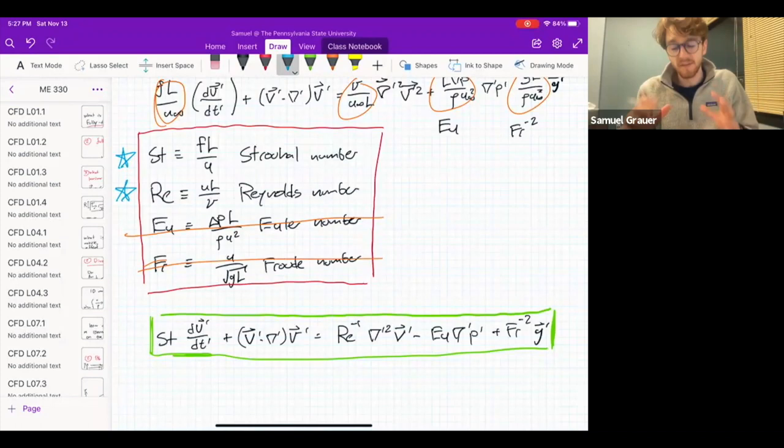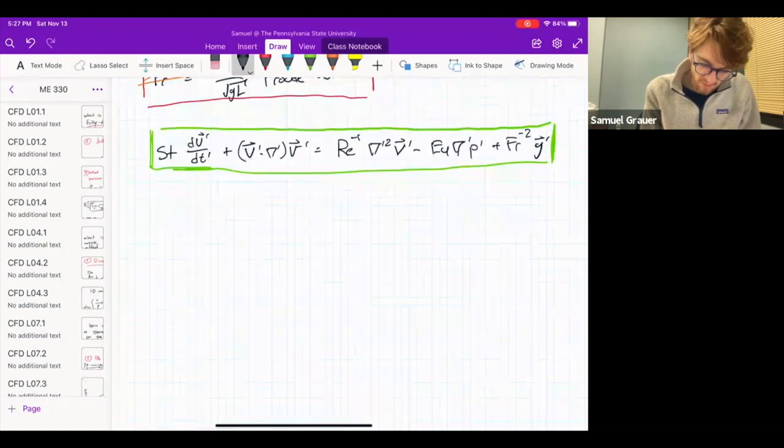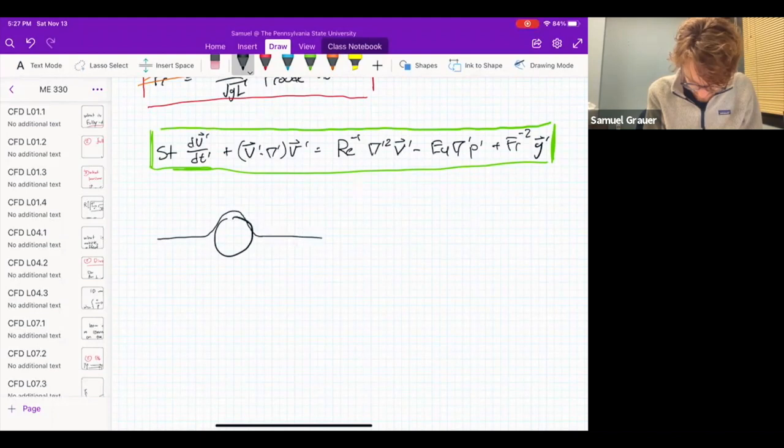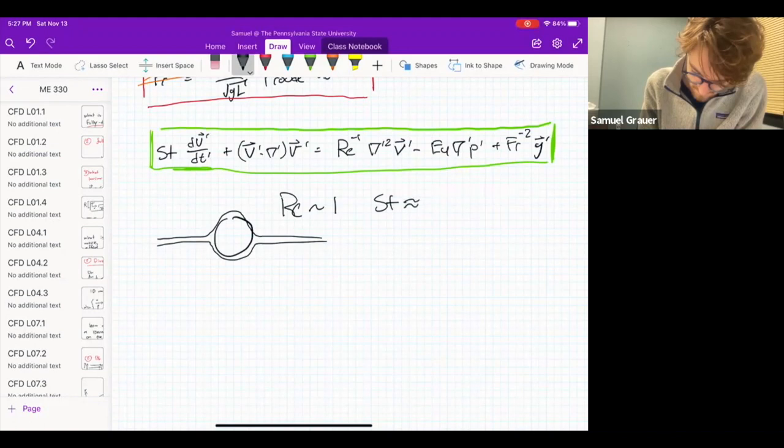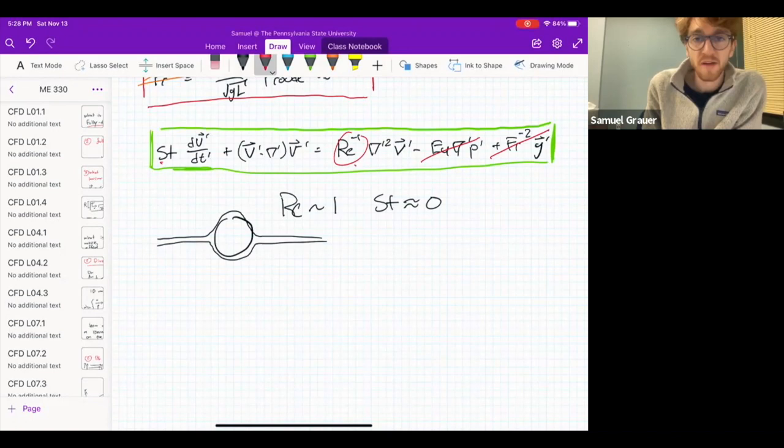And if we return to this flow over a bluff body situation, for this kind of creep flow situation, we have a Reynolds number of approximately 1, and in that case a Strouhal number of 0. So you have no time varying component. You can see that in that balance, if we ignore the Euler and the Froude, and the order of this term is approximately 1, then the Strouhal number is going to have to be 0 so that the Reynolds term is balanced with the advection term.